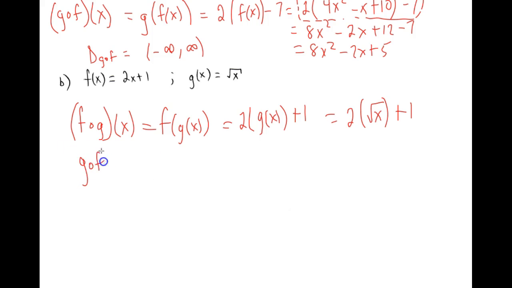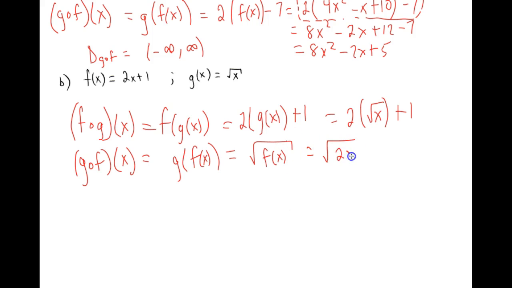For g of f of x, turn the tables around. And so in doing that, everywhere where we see x in g, we're going to replace it with f. So it looks like this, and then we're just literally plugging it in. By the way, if you can already see that g of x is going to be just square root of x, you can skip this step right here and skip this step right here and just go directly to what the result is.